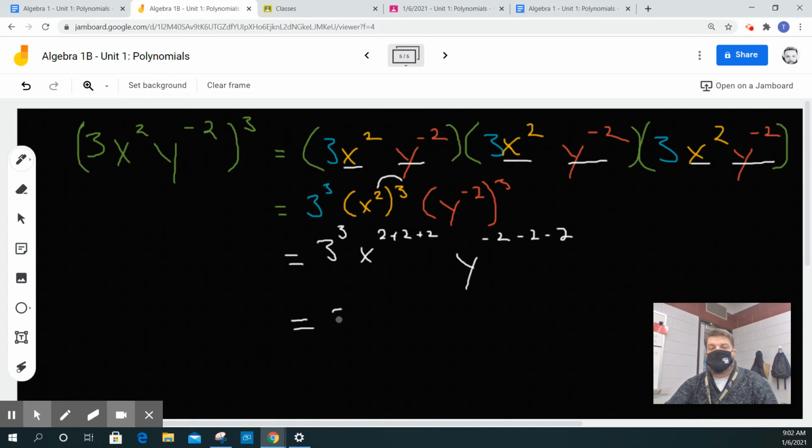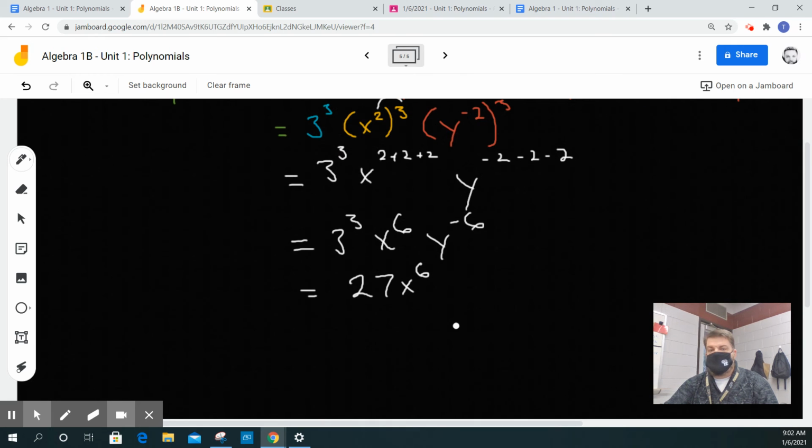So then this is going to be 3 to the 3, x to the 6, y to the negative 6. Okay? So then 3 to the 3 is 27. X to the 6 is a positive 6 power of 6. And then to make, what do I got to do to make that y to the negative 6? What do I got to do to make this positive? Yeah, so I'm going to put this in the denominator like that, right?